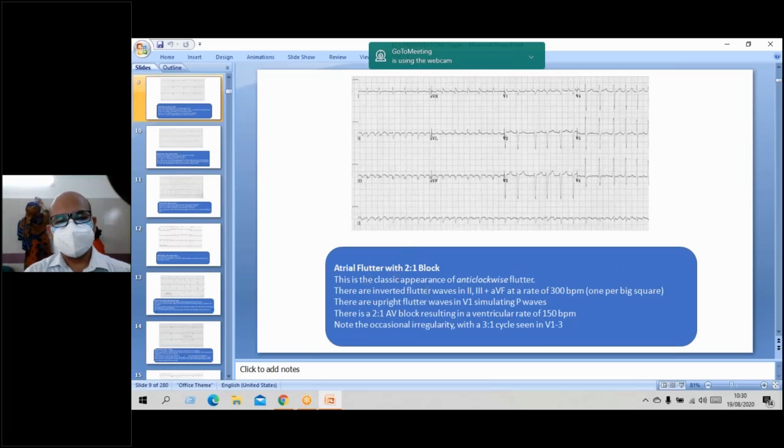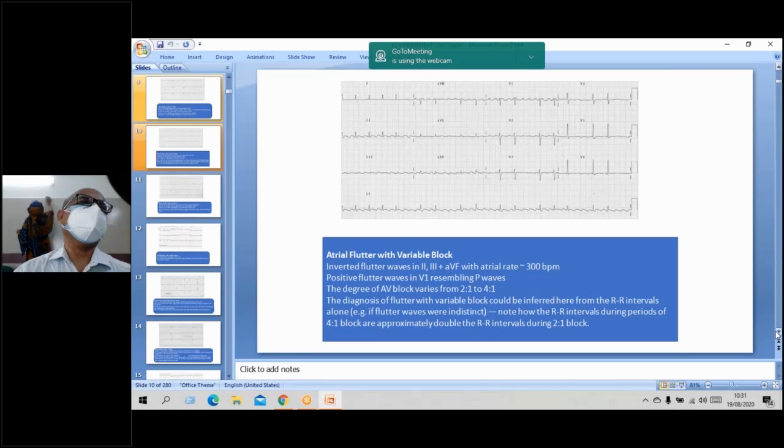Here is mentioned the classic appearance of anti-clockwise flutter. You will not need this. An inverted flutter is in 2, 3, aVF, rate 300 beats a minute, because from one flutter wave to another is only one large square. So the heart rate is 300, atrial flutter. You know atrial flutter and atrial fibrillation both have the same etiology, same risk factor, same presentation, same complication, as well as same treatment.